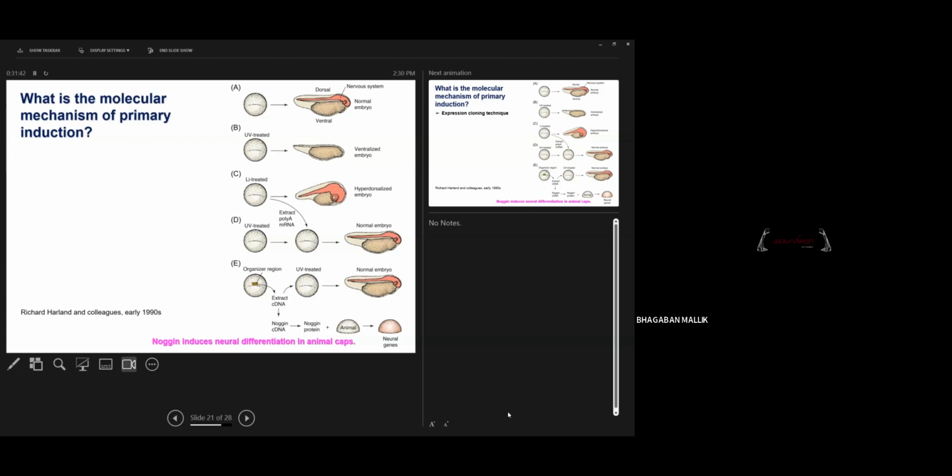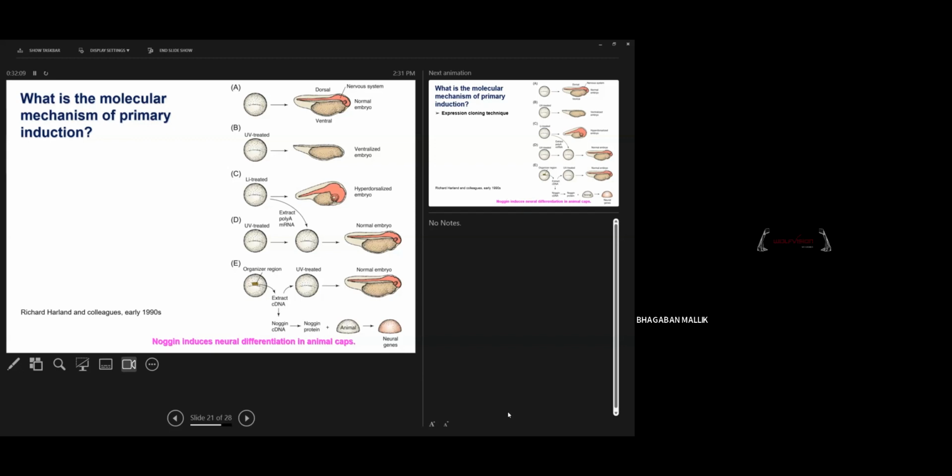And they wanted to identify what chemicals or what signal actually differentiates into nervous tissue. So they did a series of experiments. Either you can ventralize the embryo with UV treatment, with loss of the nervous tissue, or you can treat the embryo with lithium, and you can also hyperdorsalize the embryo.